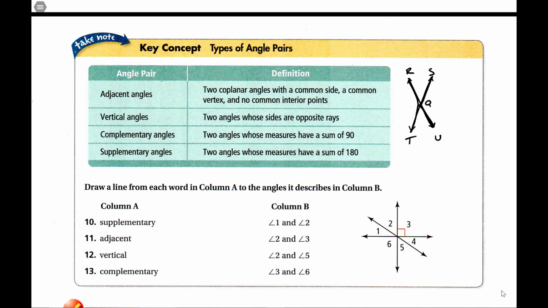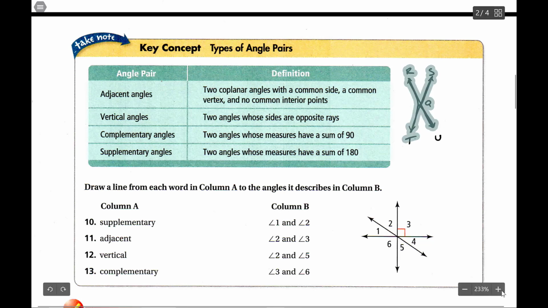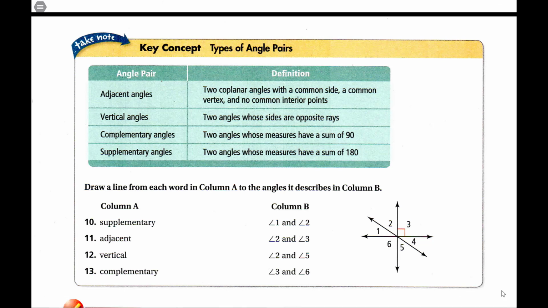Complementary angles are two angles that add up to 90 degrees, and supplementary angles are angles whose sum adds up to 180 degrees. For the matching portion of this, we're just going to draw a line from each word in column A to the angles that it describes in column B. So we're looking for supplementary angles, which again are angles that add up to 180 degrees.